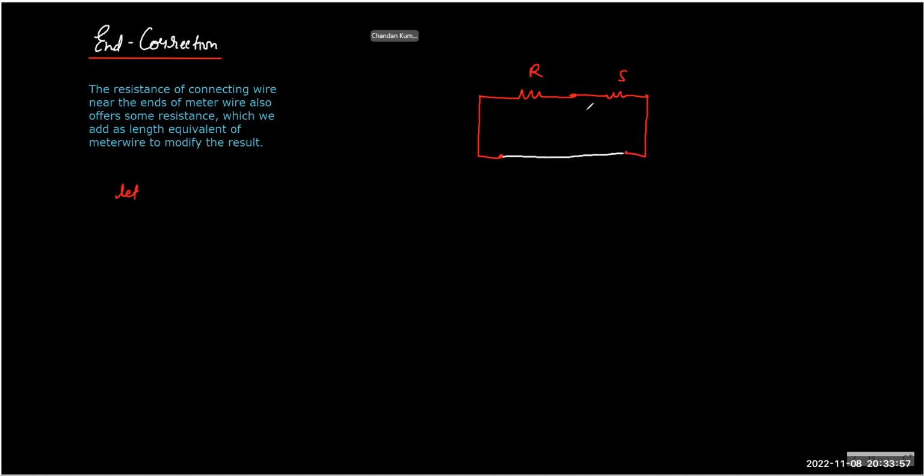See, if your null point is somewhere here, whatever, if this is x, and if the connecting wire is offering you 4 ohm this side and the connecting wire is offering you 3 ohm this side, and let's say k is 1 ohm per centimeter, so to compensate for 4 ohm extra on the left, how much length do we have to add mentally?